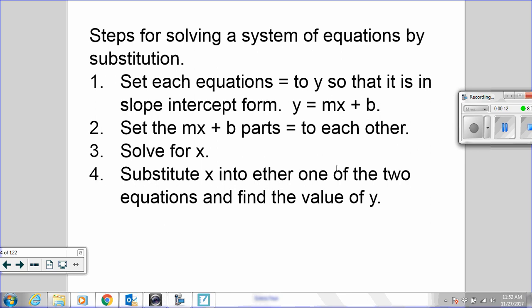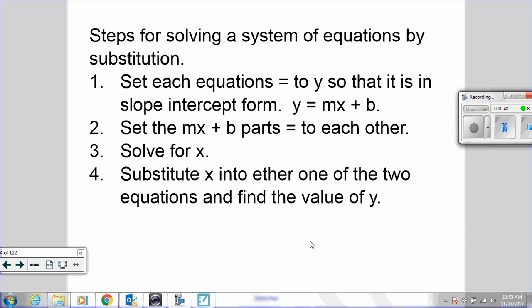Okay, so I'm going to go over the steps for doing that. They're the same as in the first part. Set each equation equal to y so that it is in slope-intercept form, y equals mx plus b. Set the mx plus b parts equal to each other. Solve for x. Substitute x into either one of the two equations and find the value of y. And then we'll have our coordinate with x and y.